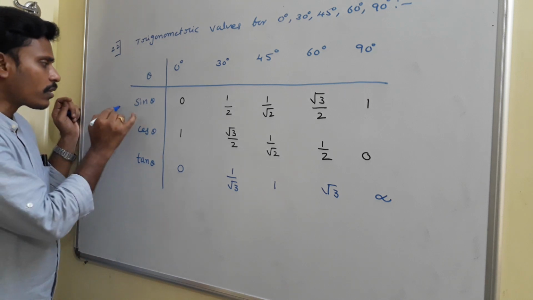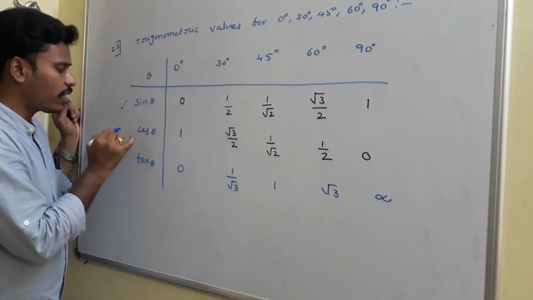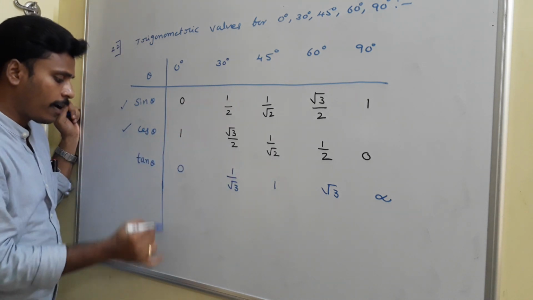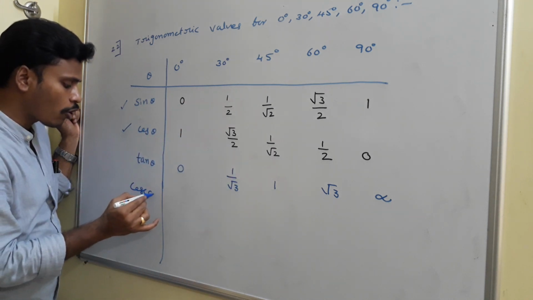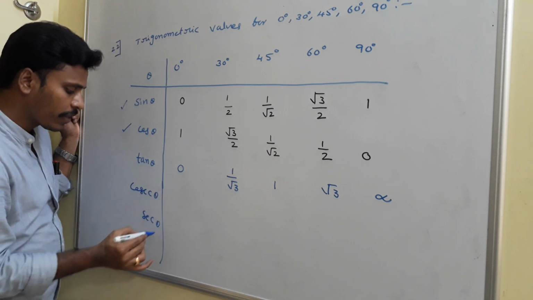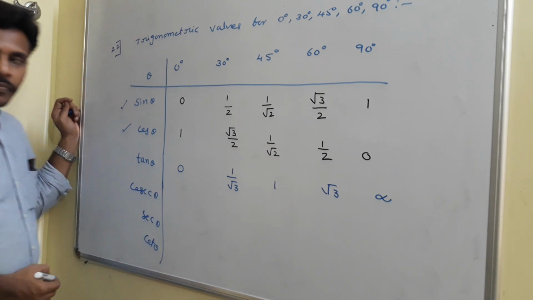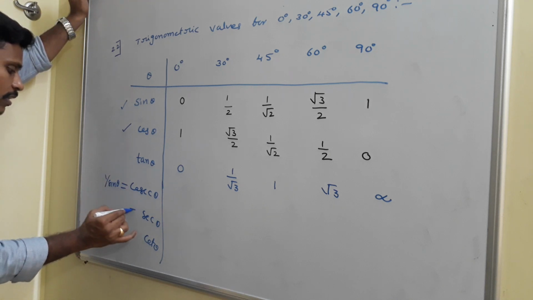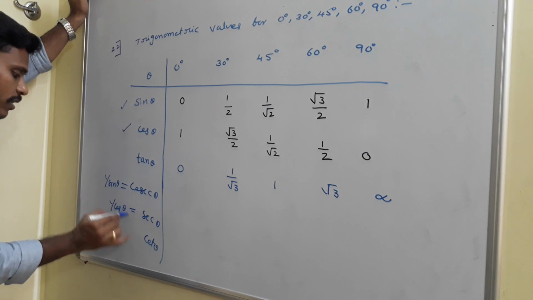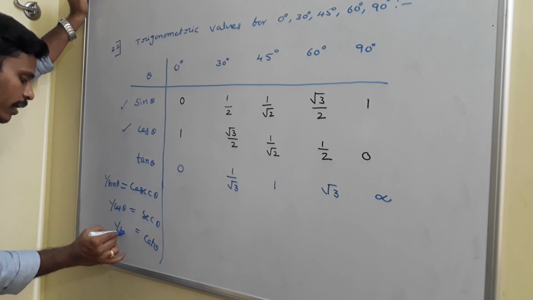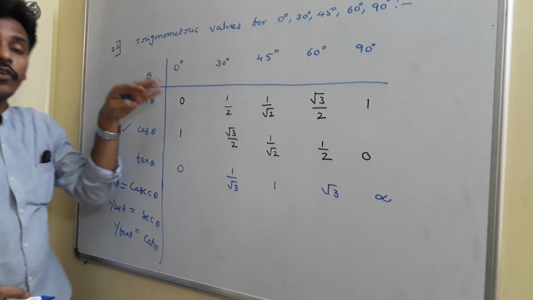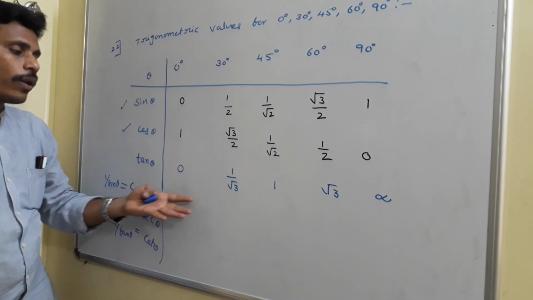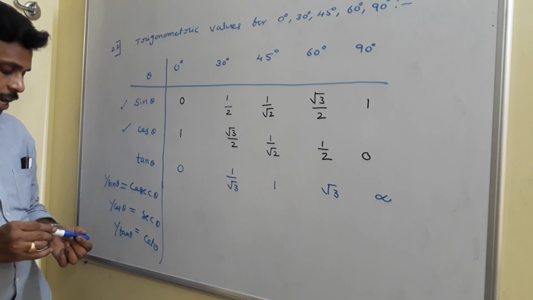Sin theta is first and then cos theta is next. Using these two you can easily find the values of tan theta. And now it is very easy to find the trigonometric values for cosecant theta, secant theta and cot theta. Because you know that cosecant theta is 1 by sin theta, secant theta is 1 by cos theta, and cot theta is 1 by tan theta. Already you have the trigonometric values for sin, cos and tan. Now if you take the reciprocals of these, you will get the values for cosecant, secant and cot.